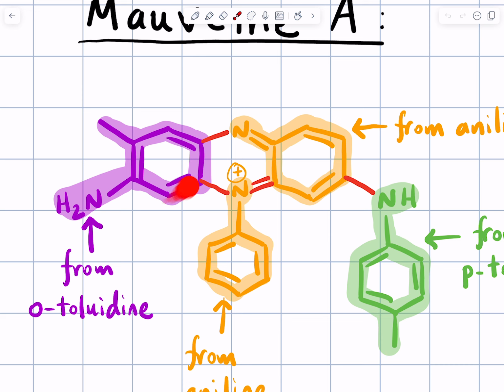Here is a portion that came from the ortho-methyl version. Here's the one that came from the para-methyl version. Here are the two portions that came from aniline. He wouldn't have predicted that this reaction happened. Its mechanism is sort of known, but isn't important to us right now.